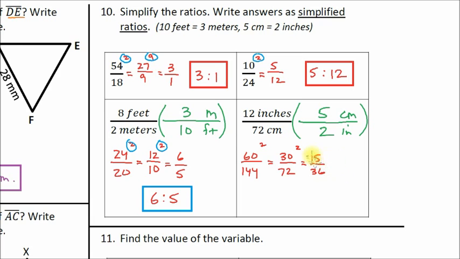And it looks like 3 goes into both of these numbers, so I can divide by 3. 15 divided by 3 is 5. 36 divided by 3 is 12. 5 is prime, so we're done. Our final ratio is 5 to 12.